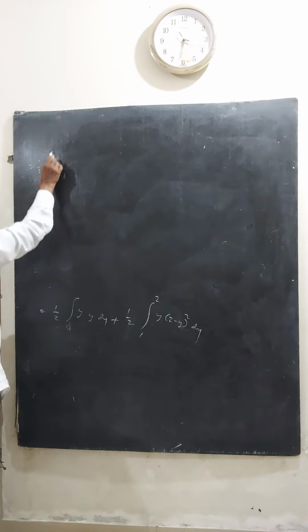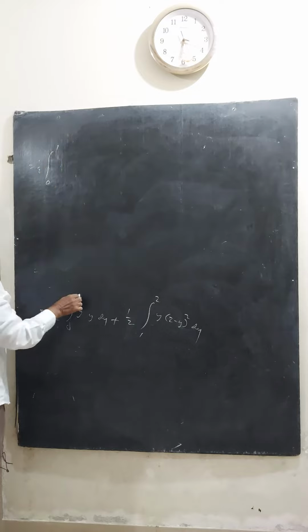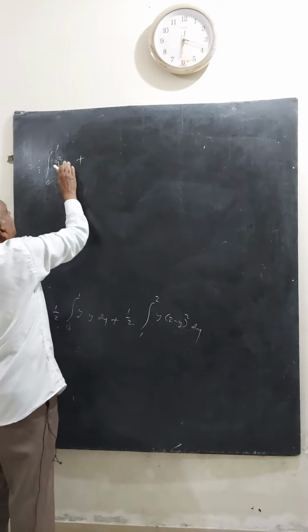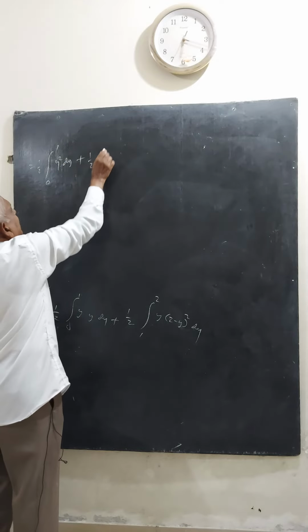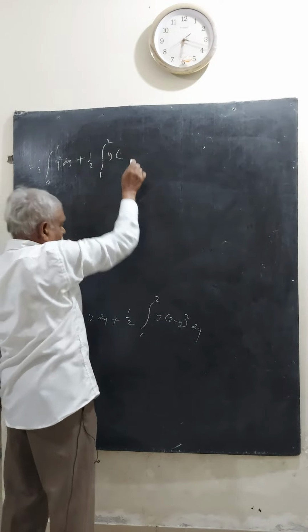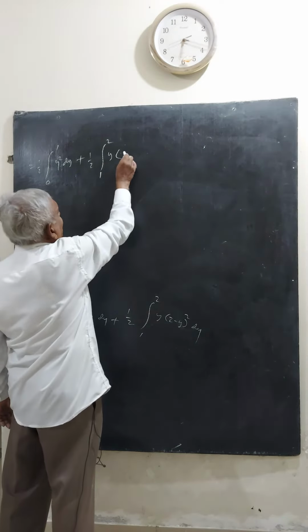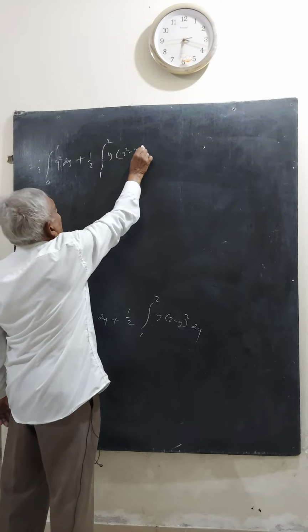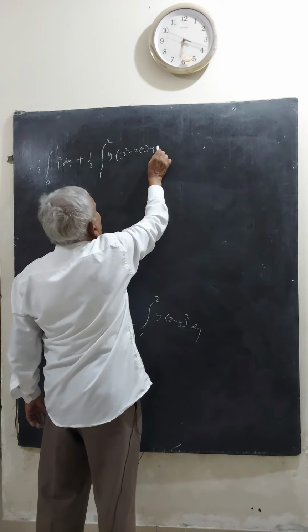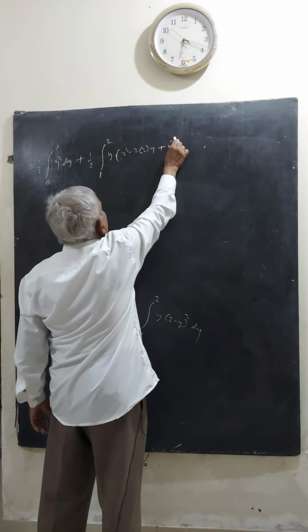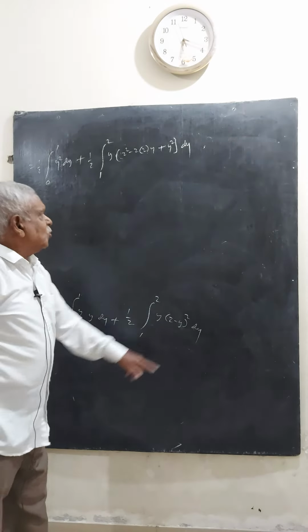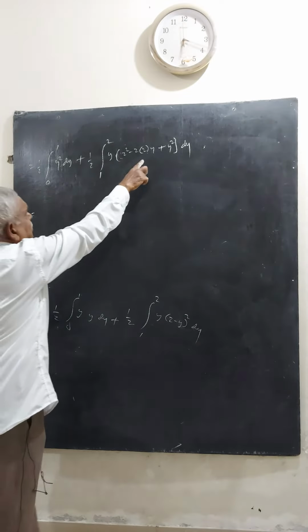One by 2, integral from 0 to 1, y square dy, plus 1 by 2, integral from 1 to 2, y into (2 minus y) whole square dy. Using (a minus b) square equals a square minus 2ab plus b square, where a is 2 and b is y.